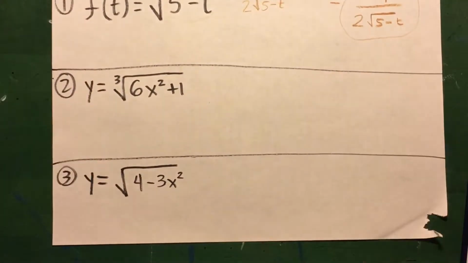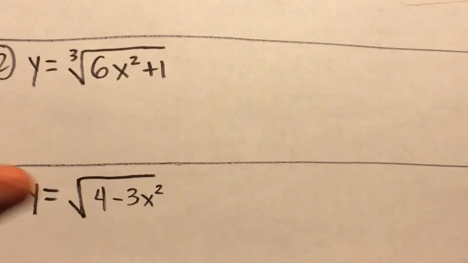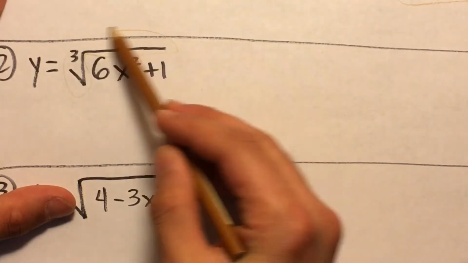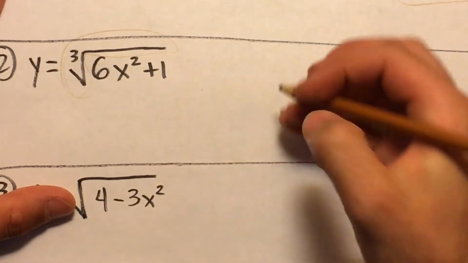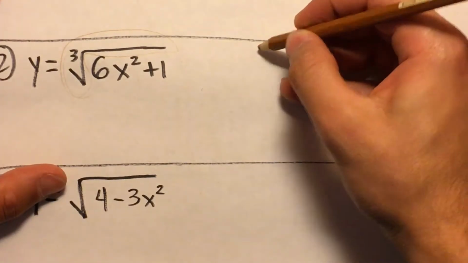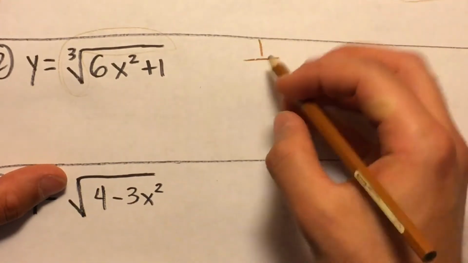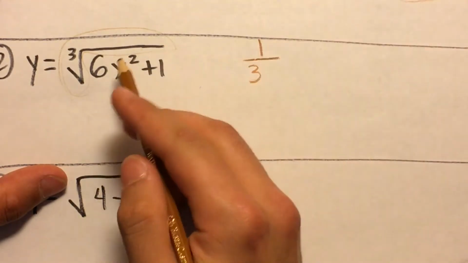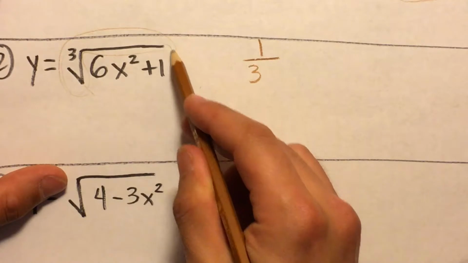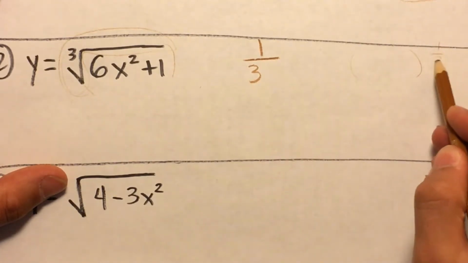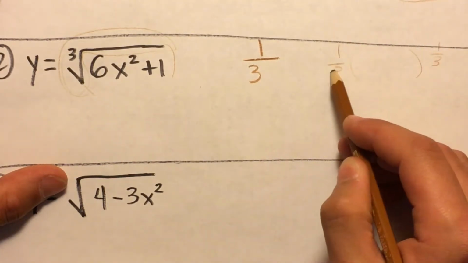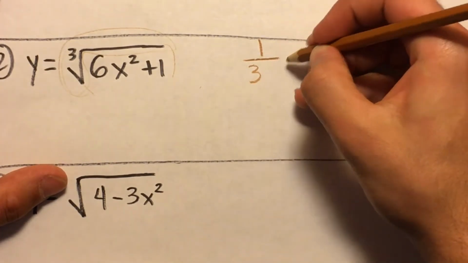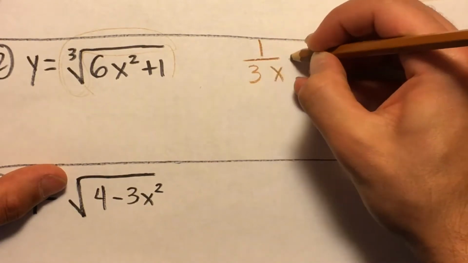Second problem right here, let's zoom in. Again, we have the inside and the outside. So the derivative of the outside would be the derivative of the cube root of a function. In this case, it would be 1 over 3. And then, because if you think about it, this is basically in parentheses raised to the third power, it would be 1 over 3, and then minus 1, like the power rule, and then you get negative 2 over 3. So 1 over 3 x to the negative 2 over 3.